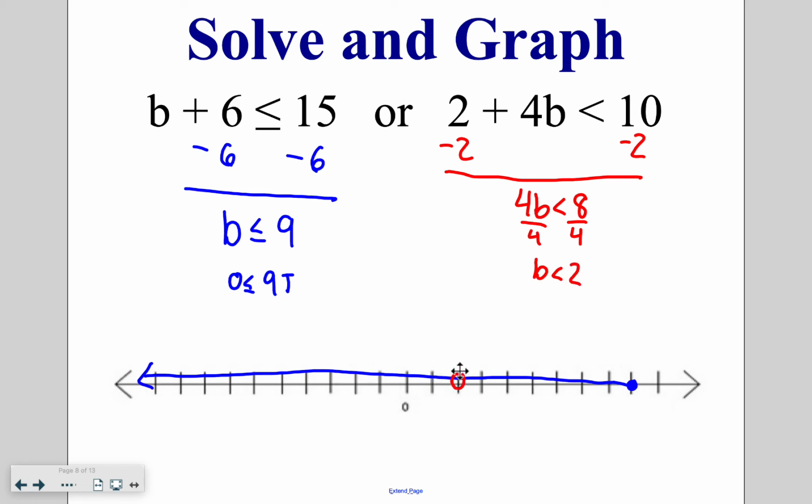I'm going to put an open circle there. And then I'm going to test a point. So 0 is less than 2 is also a true statement. So once again, I am moving to the left.